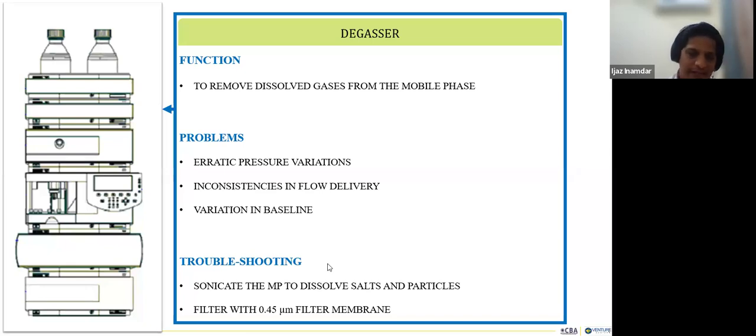So what do you do if you don't have a degasser at all? The minimum that you can do is sonicate your mobile phase for at least 10 to 15 minutes. Make sure that whatever salts you are dissolving in it are completely dissolved, and filter it with a 0.45 micron filter membrane so that the effect of dissolved gases is minimized. So that is the function of the degasser.